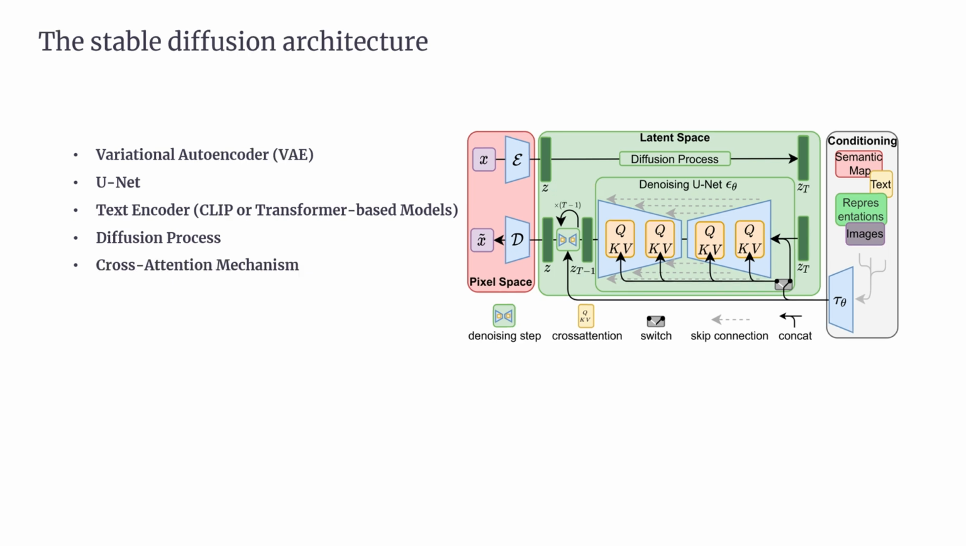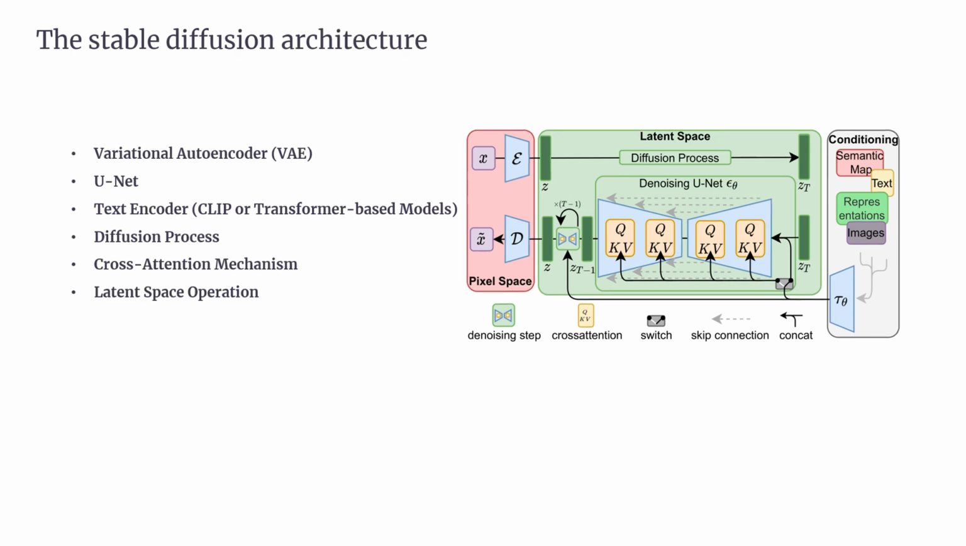The fifth, cross-attention mechanism. A key feature of Stable Diffusion is the cross-attention mechanism, which helps guide the image generation based on the text prompt. The cross-attention mechanism integrates the text embedding directly into the U-Net's denoising process. This means that the model uses the semantic meaning of the text to guide the creation of the image. This allows the model to better understand and incorporate the details of the text prompt, ensuring the image matches what's described.